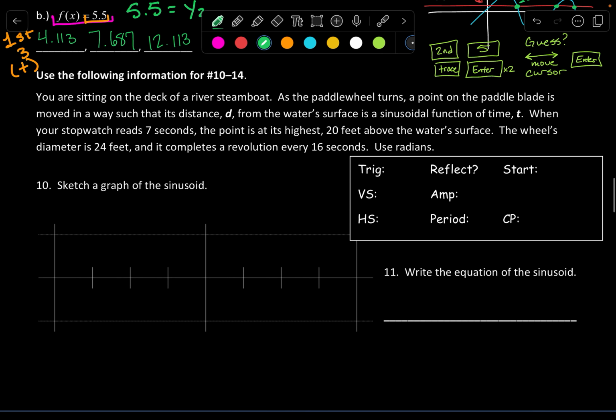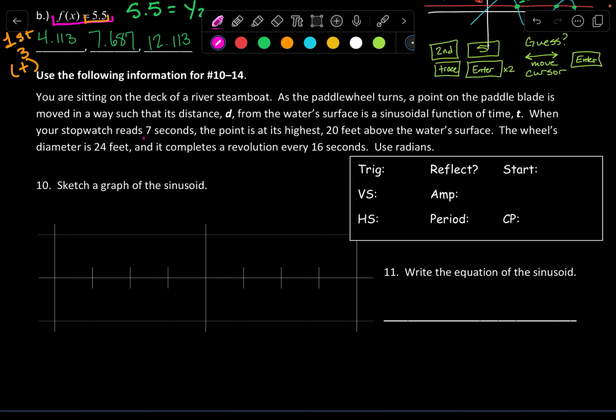This is really similar to our 7.5 notes, our application problems. It says you're sitting on the deck of a river steamboat. As the paddle wheel turns, a point on the paddle blade is moved in such a way that its distance d from the water's surface is a sinusoidal function of time. When your stopwatch reads 7 seconds, the point is at its highest, 20 feet above the water's surface. The wheel's diameter is 24 feet and it completes a revolution every 16 seconds. Use radians. This is actually the exact same one we worked in class.